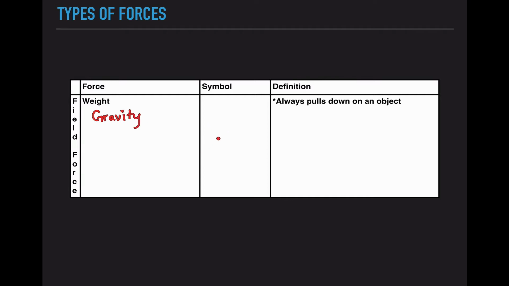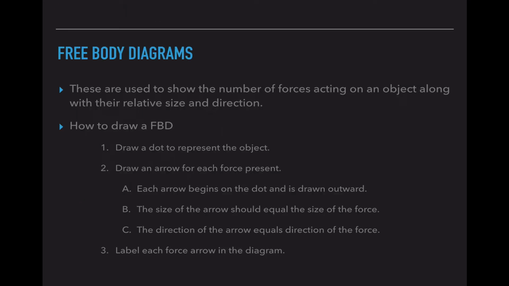It always pulls directly downwards on an object, and the symbol is F lowercase g. So again, that same drawing from above, force due to gravity always pulls directly downwards. So if we have this picture again of the object on an incline, we are going to put that arrow directly downwards towards the center of the earth. Okay, so weight is also the force due to gravity directly downwards.